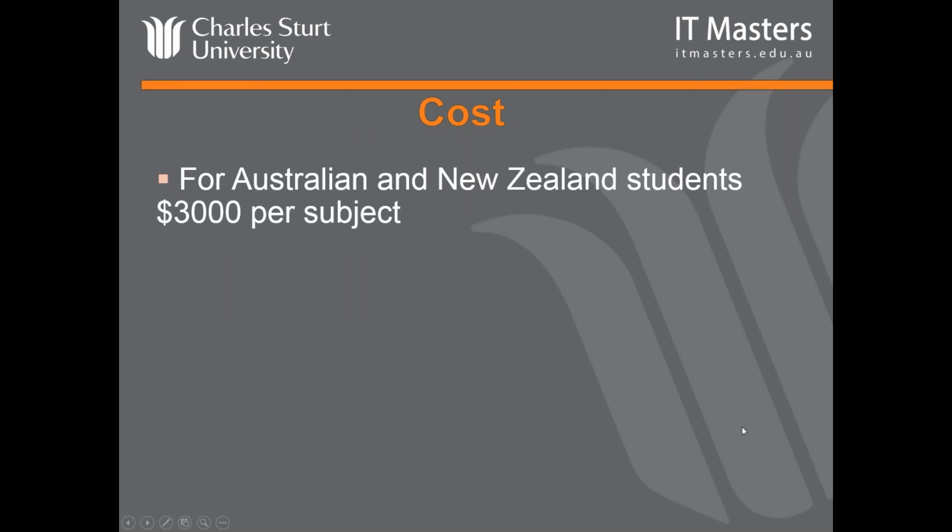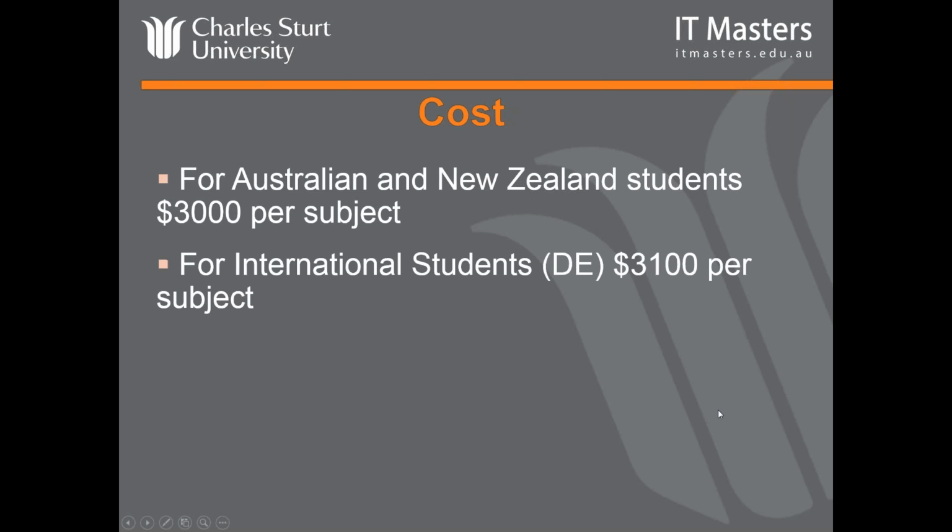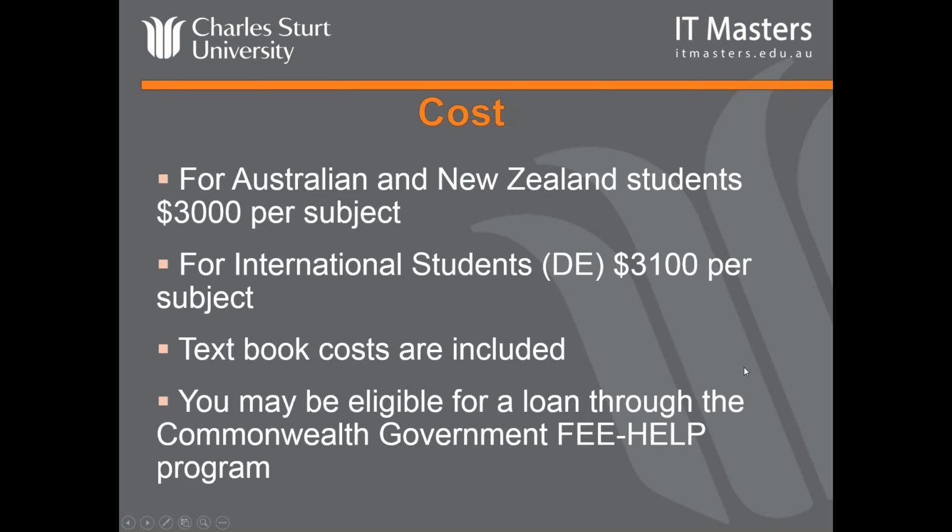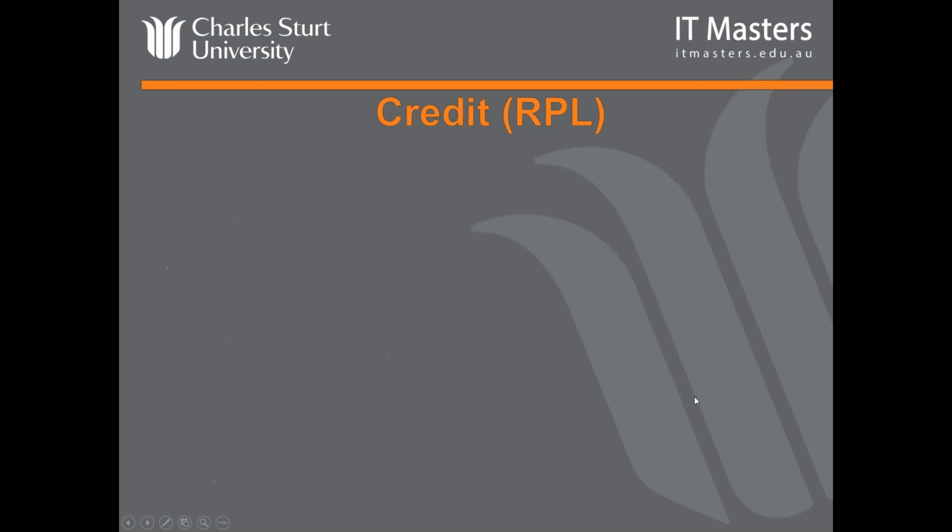The cost of the program, briefly: for Australian and New Zealand students, you're looking at $3,000 per subject. For international students, $3,100 per subject. Textbook costs are all included in that price. You may also be eligible for a Commonwealth Government FEE-HELP loan, and it might be something you can ask your accountant to look at, getting a tax rebate for education.